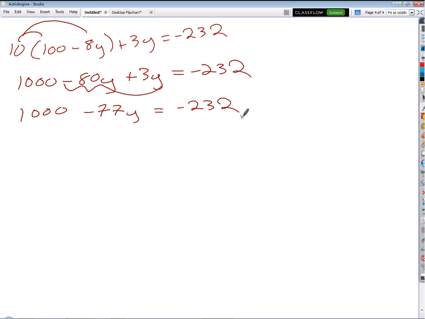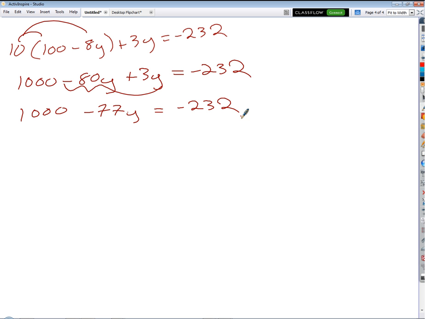Don't panic, big numbers, who cares? Cassidy, what are the two steps, in order, I'm going to have to do to get y by itself? What do I need to do first? Subtract 1,000. Good, that gets rid of that term. Then what? Divide by negative 77 and we'd have it, right?